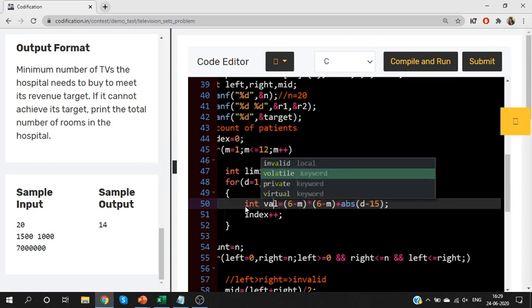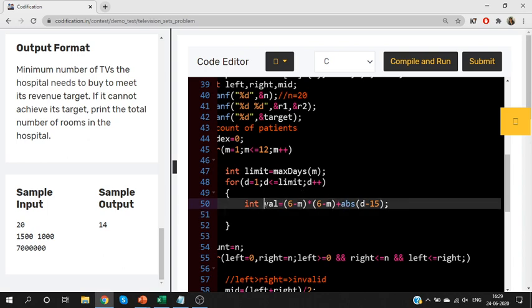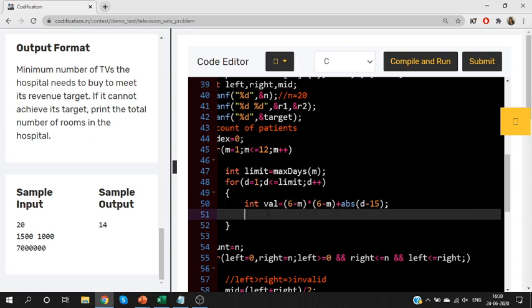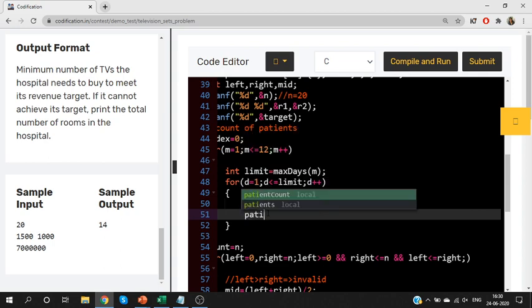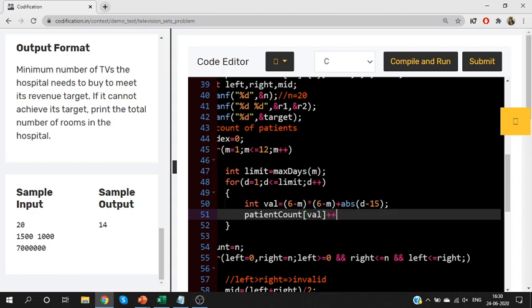Right? You will get a value. I'm just writing it as val. So, when I use the formula, I will get the count. Count may be 39. So, what you have to do is, in patient count, go to that index. If your answer is 39, go to the 39th index and increase the count value. Similar to a hash table.